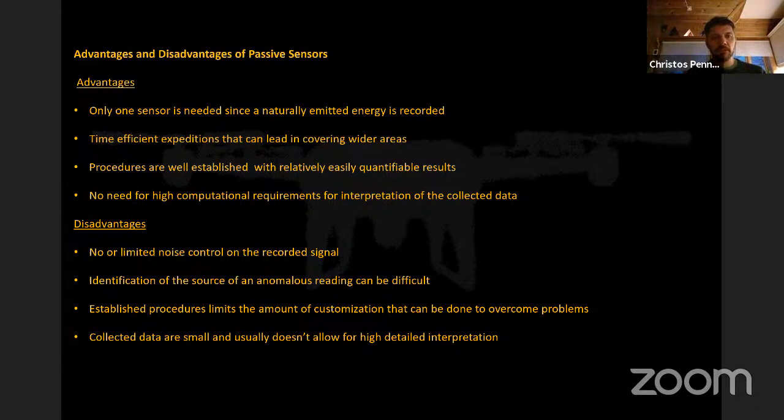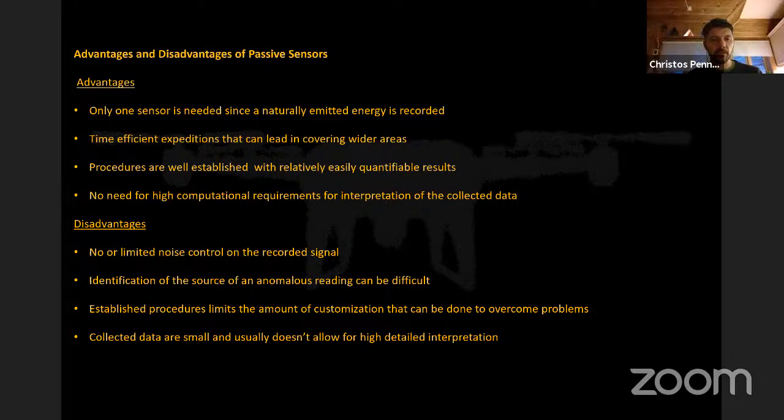Disadvantages for these sensors are that there is no or limited noise control on the recorded signal. We cannot eliminate the noise that we are getting when we are receiving our data. We cannot identify the source of an anomalous reading, or it can be difficult to identify the source.